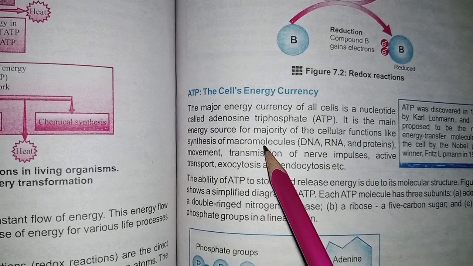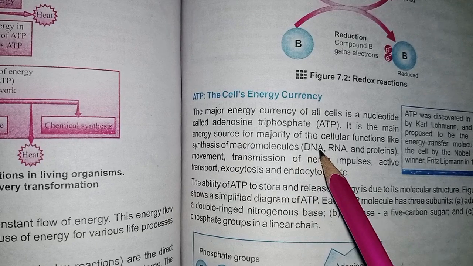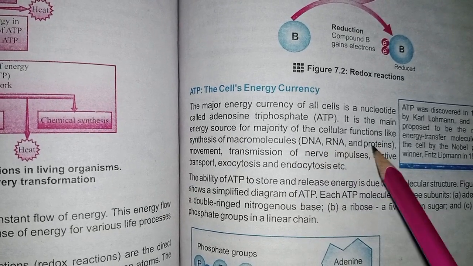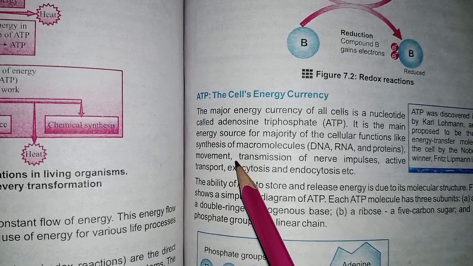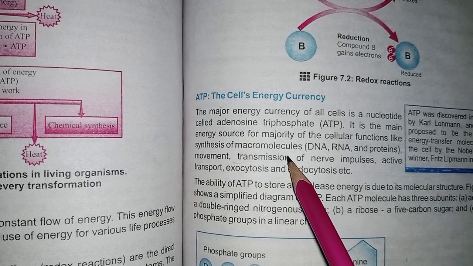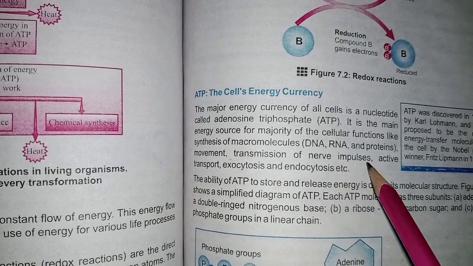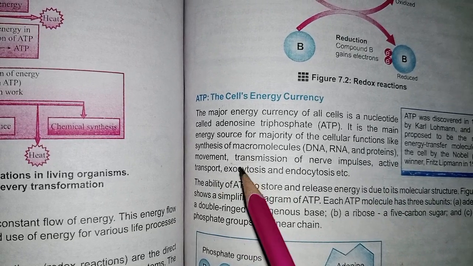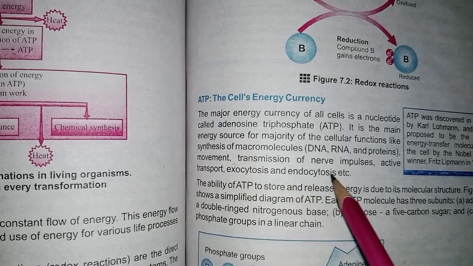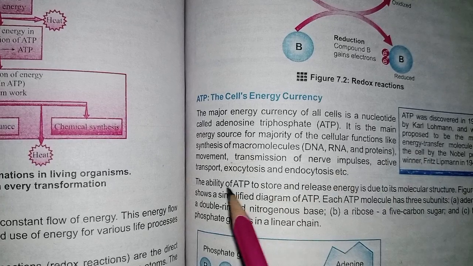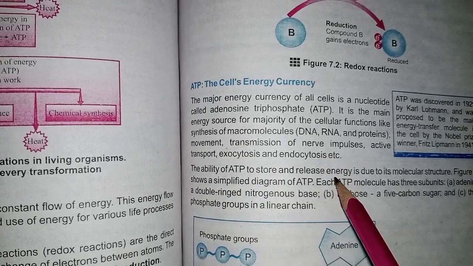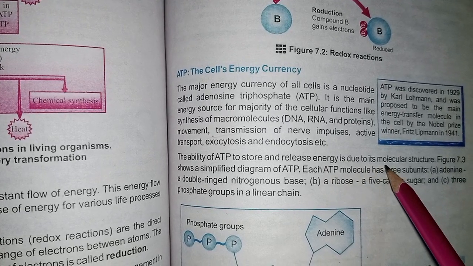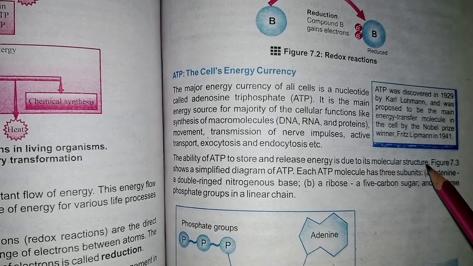of macromolecules like DNA, RNA, and proteins. Other functions are movements, transmission of nerve impulses, active transport, exocytosis, and endocytosis in the cell. The ability of ATP to store and release energy is due to its molecular structure.